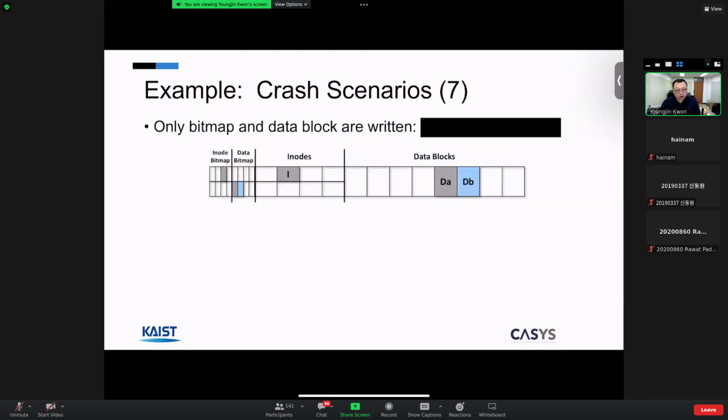Okay, seventh case. The bitmap and data blocks are written. Inconsistent or consistent?